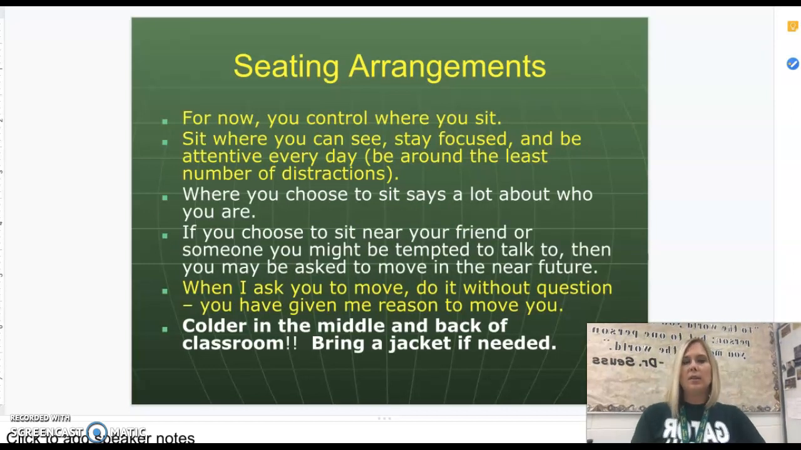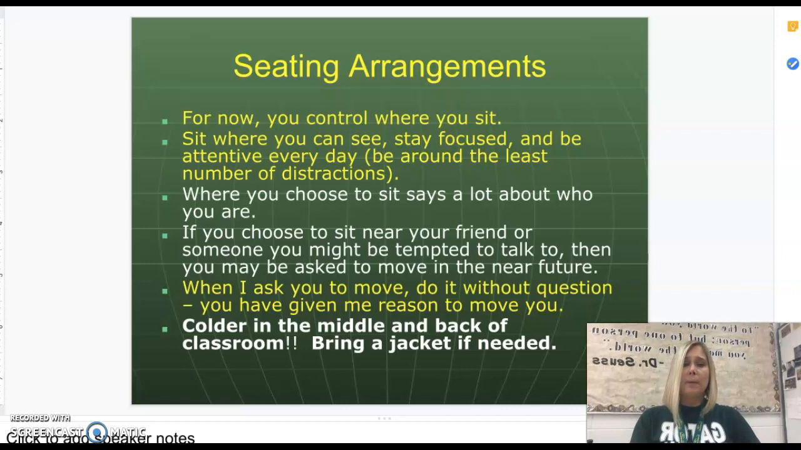Let's talk about where you're going to sit. This is very, very important. For now, I'm going to allow you to choose where you sit. Make sure in the classroom, of course, for those of you that are going to be in the classroom, it needs to be somewhere you can see. You'll be focused and attentive every single day. You want the least number of distractions as possible. And where you sit does say a lot about who you are. If you're purposely going to choose a seat in the back of the classroom, that's like a red flag to me. So try to choose wisely and keep these in consideration when you do choose your seat.